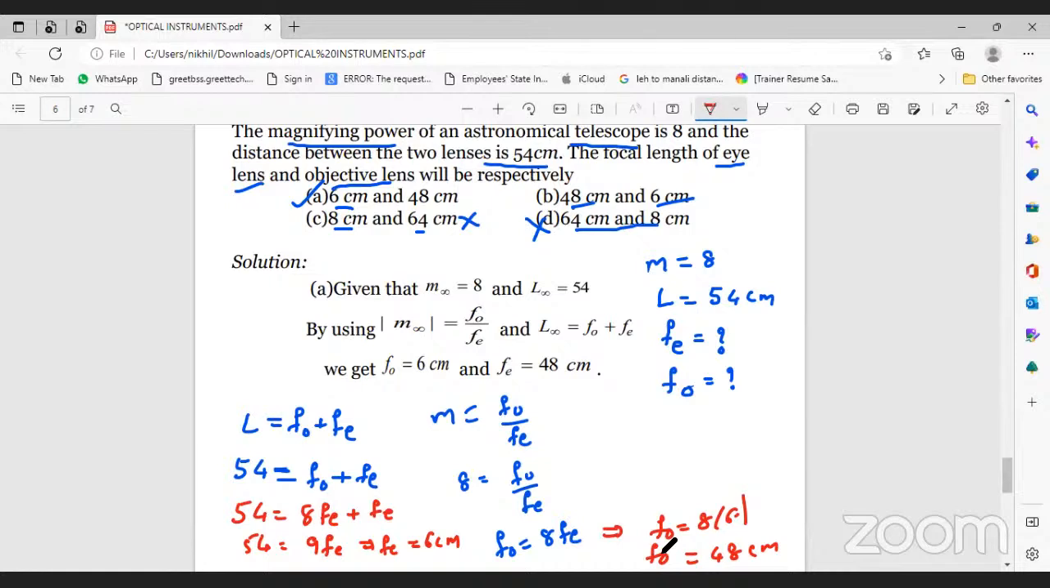Instead of solving all these things, you use the concept behind the telescope. Always in the telescope, the focal length of the objective lens should be more. So clearly you can tell option A is correct. Options B, C, D are ruled out.